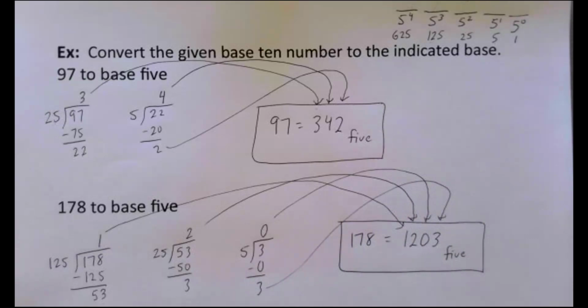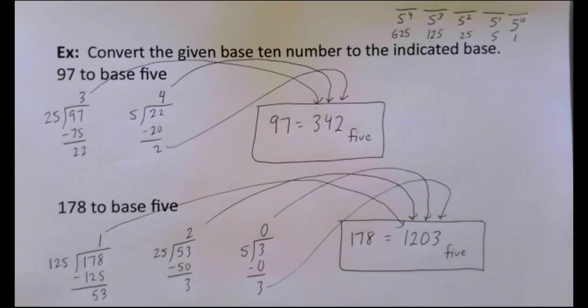So we never actually divide by 1. You don't need to divide by 1. 3 divided by 1 would still be 3 anyway, so there's no reason to divide by 1 at the end. Just take that last remainder and put it there. So 178 equals 1203 base 5.